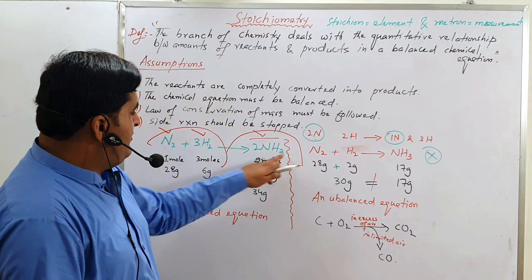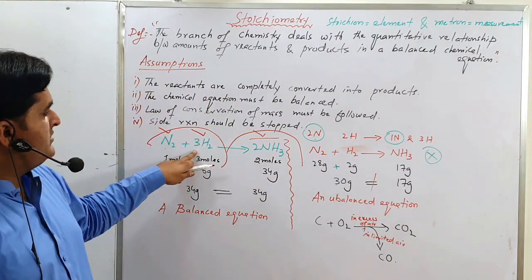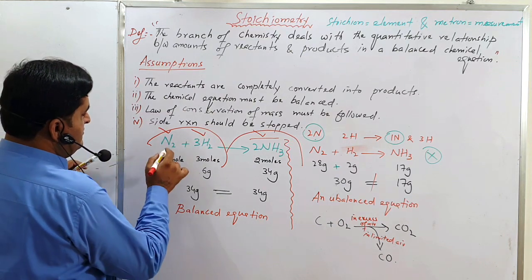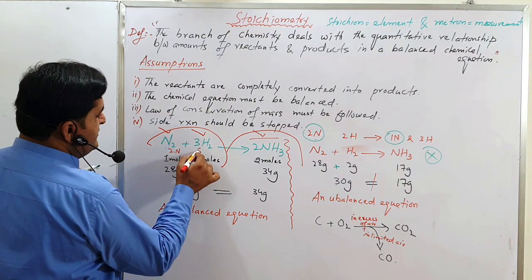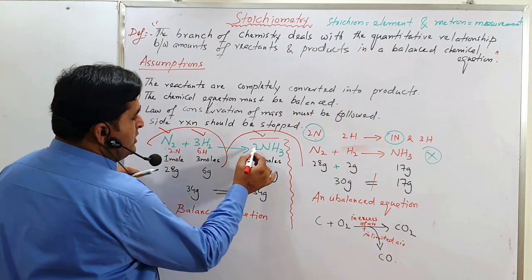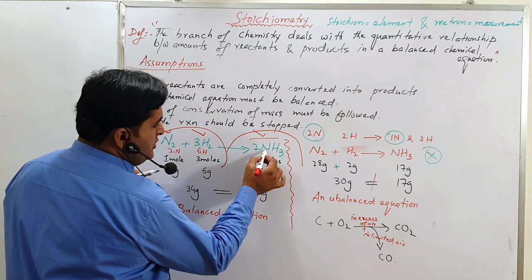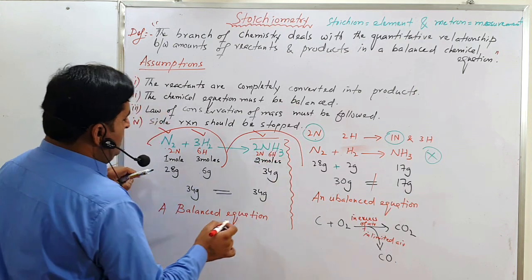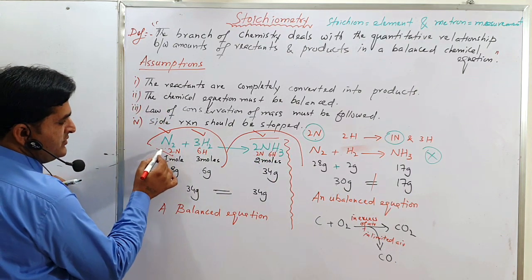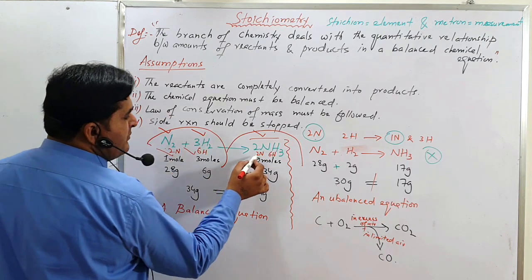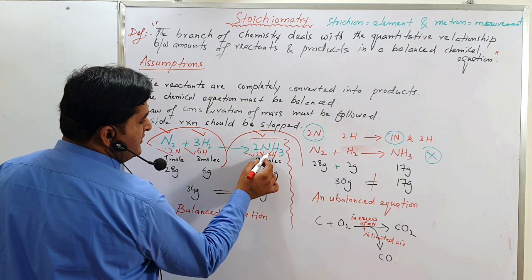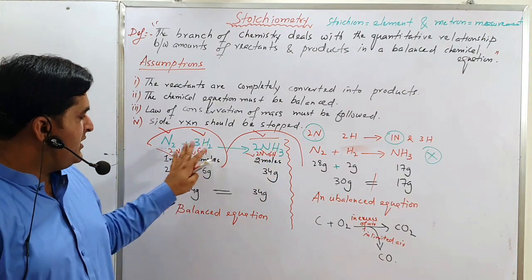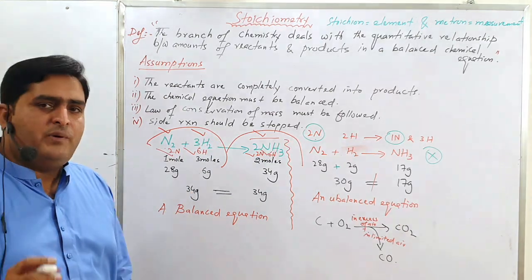Now look at the same equation, nitrogen, hydrogen, nitrogen. There are 2 atoms of nitrogen and 6 atoms of hydrogen. So in the reactants there were 2 nitrogen and 6 hydrogens. In the product there are 2 nitrogen and 6 hydrogens. It means the identical elements in both reactants and products are equal. This equation is called a balanced equation.